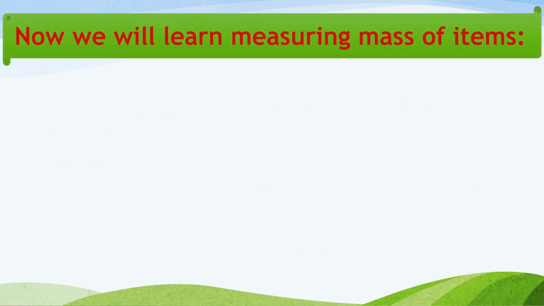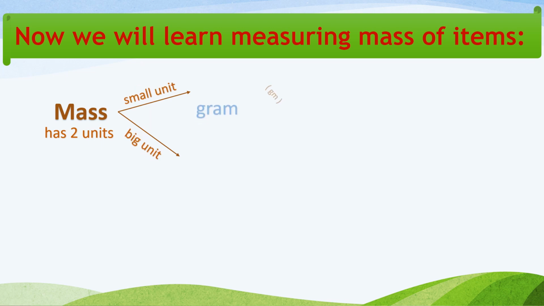Now we will learn measuring mass of items. Mass has two units, small unit and big unit. The small unit is gram and its abbreviation is gm. The big unit is kilogram and its abbreviation is kg.